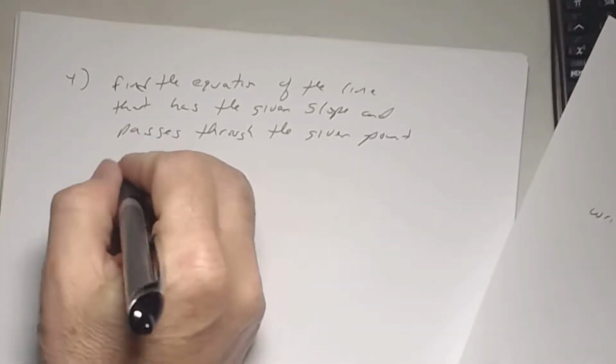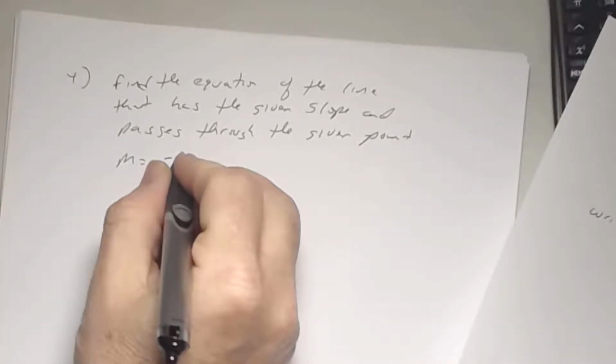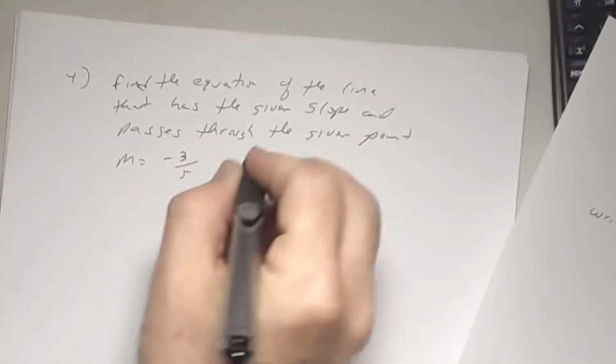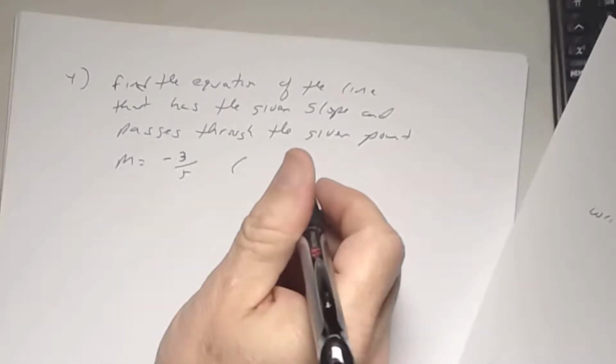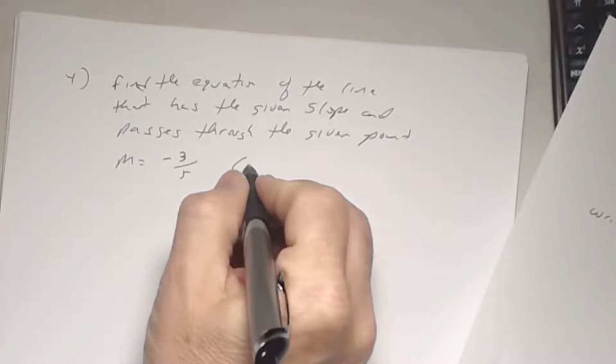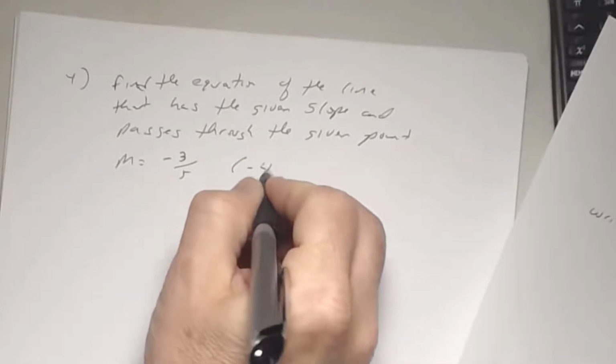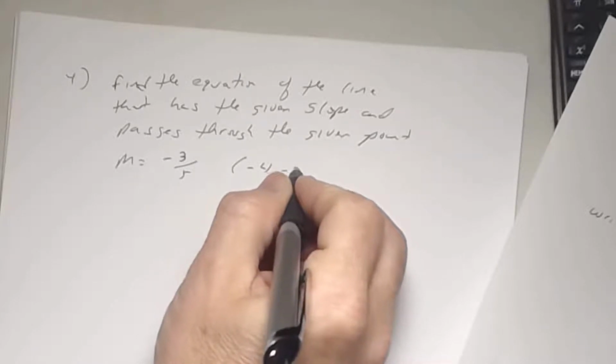So here's the given slope. Let's say the given slope is negative 3/5, and the point that's on that line, let's say it's -4, -2.